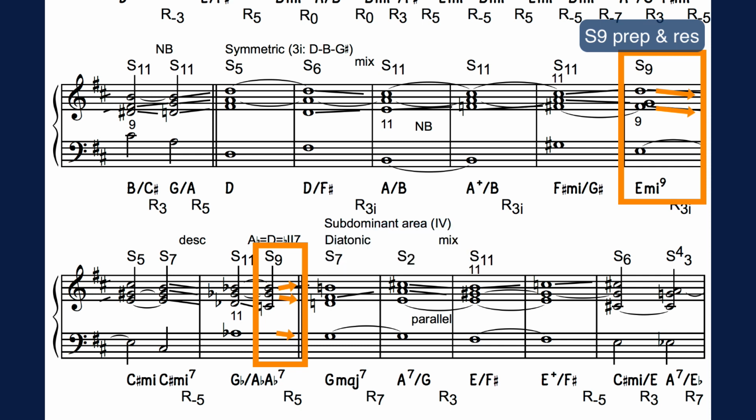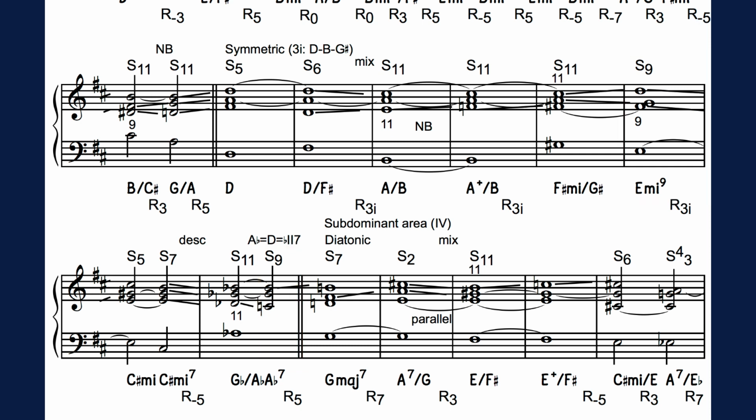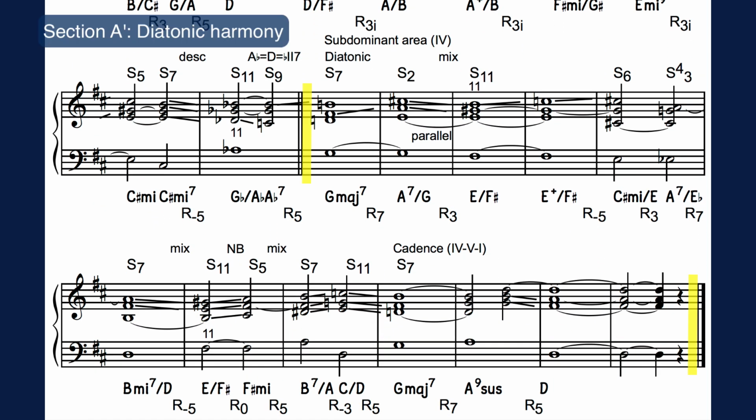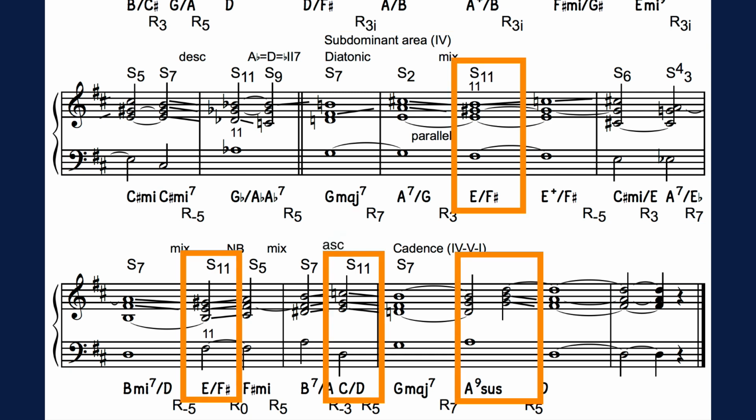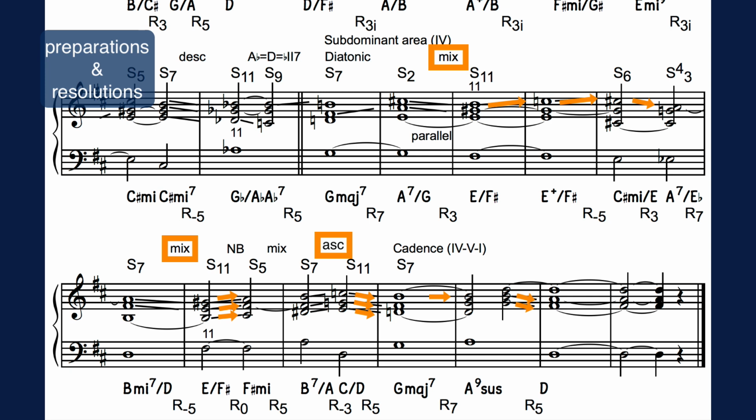again yielding chromatic voice leading in the lead and contrary motion between the outer parts. But, in general, this section is an audacious and rather free harmony setting. The closing section returns to diatonic harmony, now in the subdominant area with the key of G major. We see 4 S11 chords with mixed and ascending preparations.